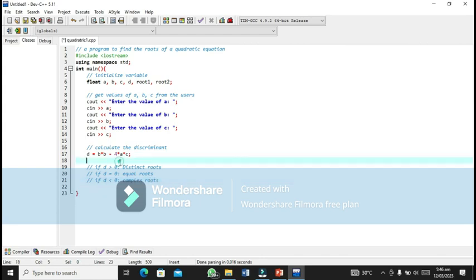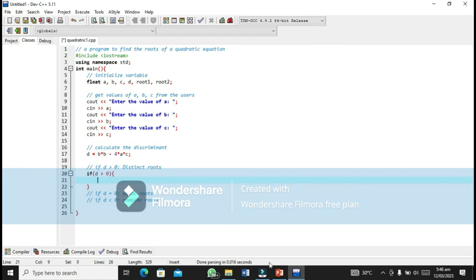Now, what we need to do is to implement this using our if in C++. Write if, open your brackets, and put the condition. The condition here is if D is greater than 0. Whatever will happen, you put it inside the open and closed curly braces. What do you want to happen?